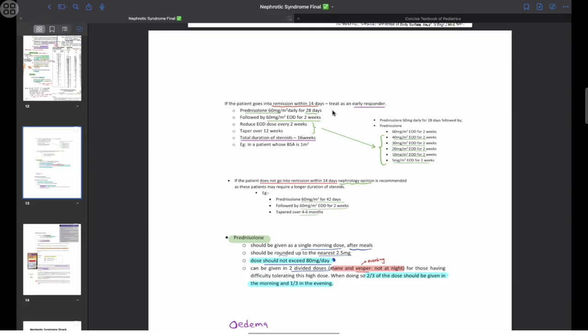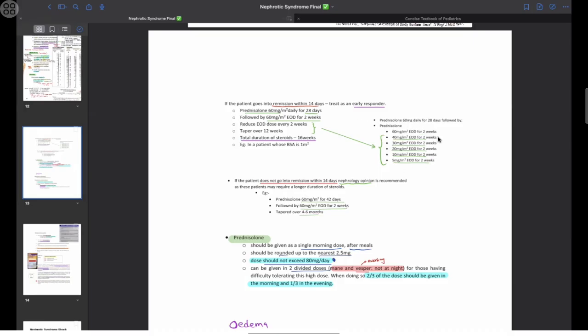Then for those first 28 days you're giving prednisolone. After that, you give 60 milligrams per body surface area every other day for 2 weeks, and then you keep reducing the dose every other day for 2 weeks over 12 weeks. So we taper it over 12 weeks. Initially we give for 4 weeks and then we taper the dose over 12 weeks. That tapering regimen is only given here.